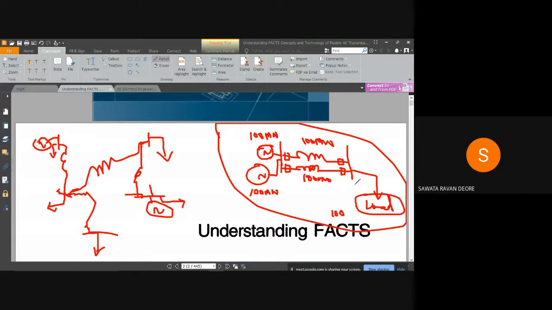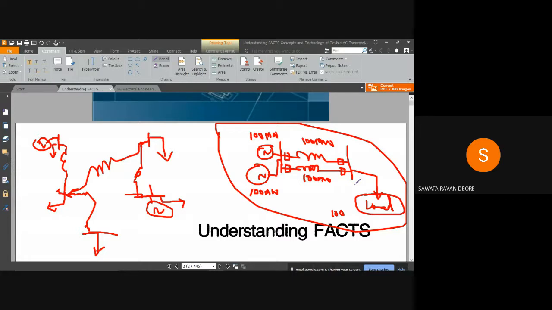Similarly, like the western region, there is a northern region, southern region, central region, and eastern region. So all these regions have their interconnection with each other, and that is called the national grid. It means over one nation there is one grid, which we call a national grid, to which all regions are connected.